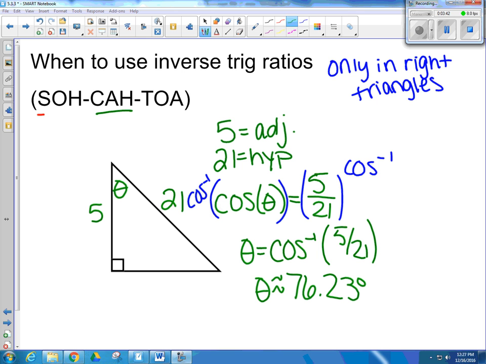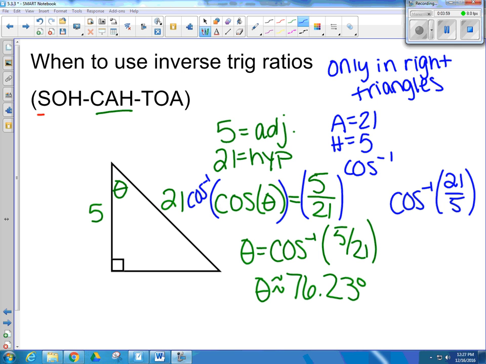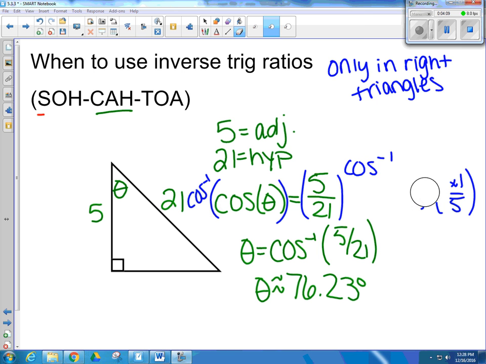Now, one thing that you can tell if you're doing this correctly is if you accidentally switched the adjacent and hypotenuse around. So you said that your adjacent was 21 and your hypotenuse was 5. If you tried typing in cosine inverse of 21 over 5, try it out. See what you get. You should see something that says error. That's because your hypotenuse always needs to be the biggest side. So that's a way that you can check to see if you're doing this correctly.